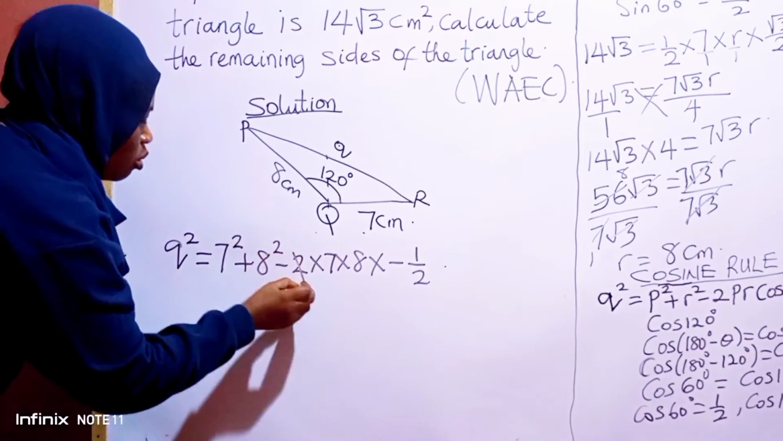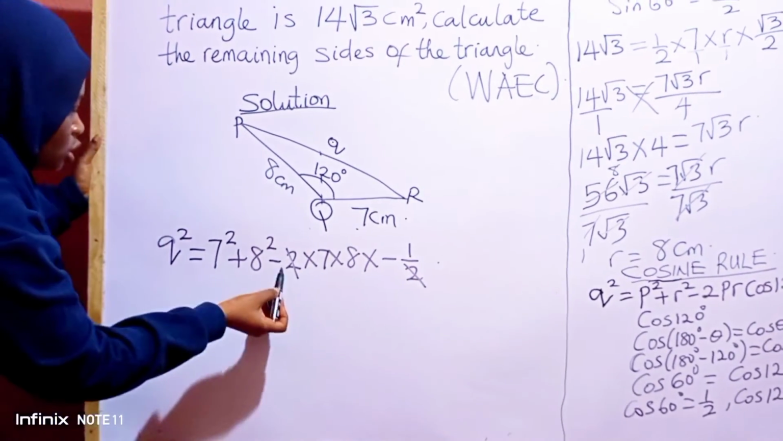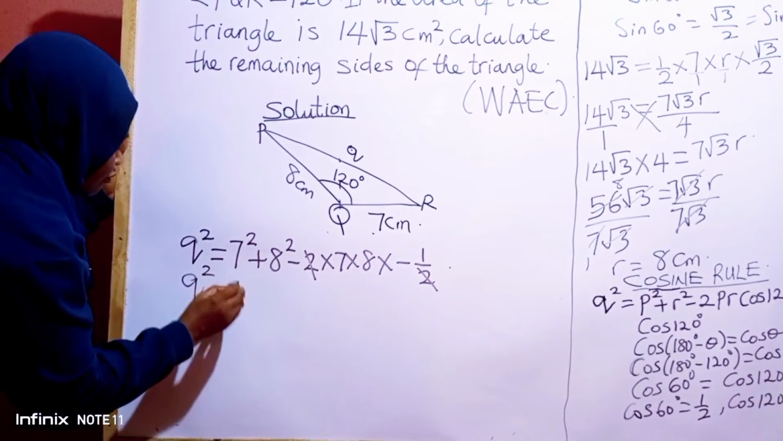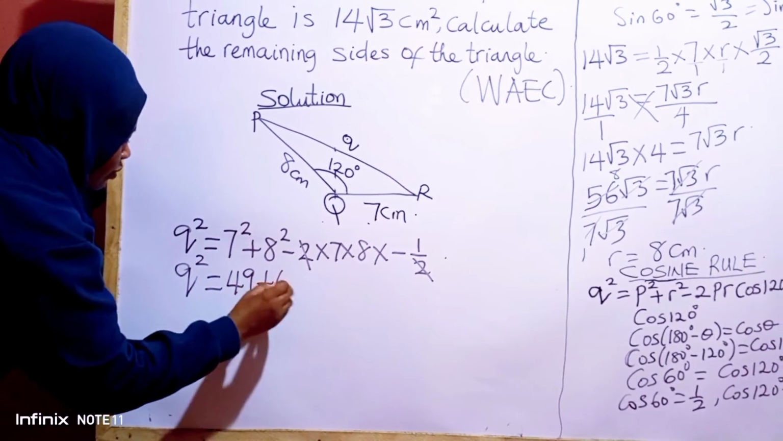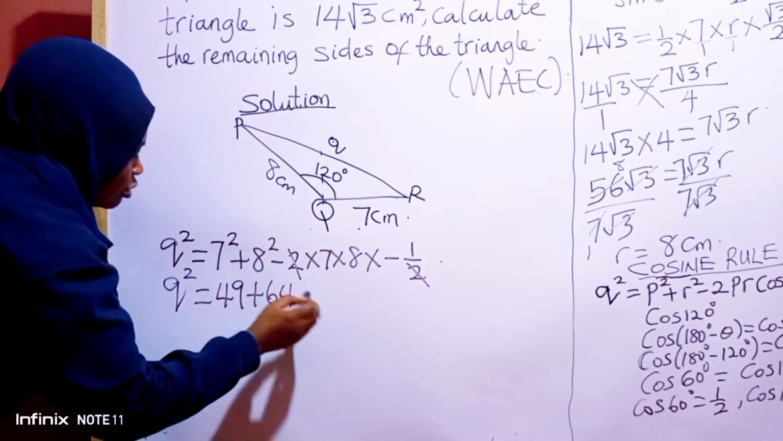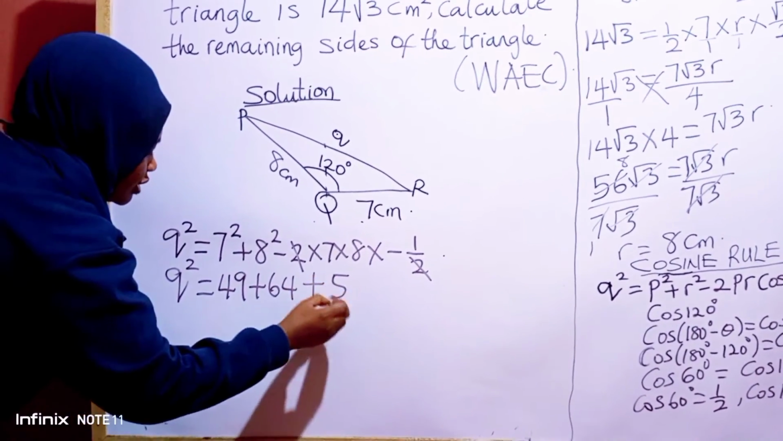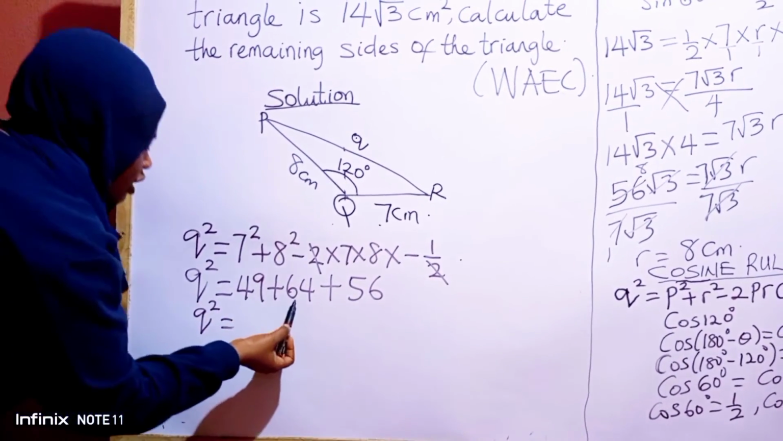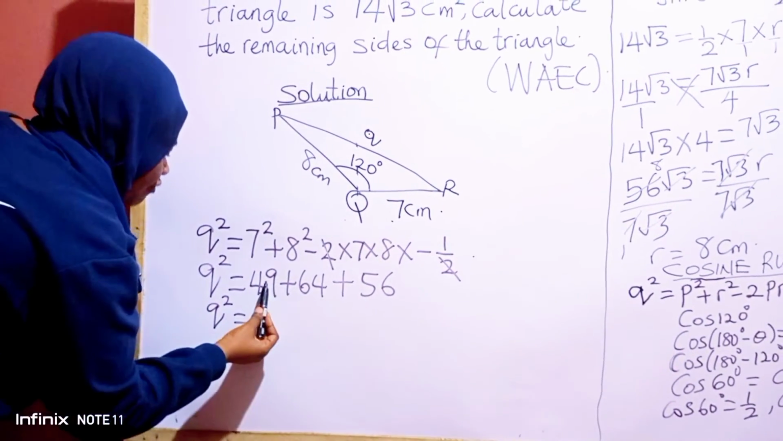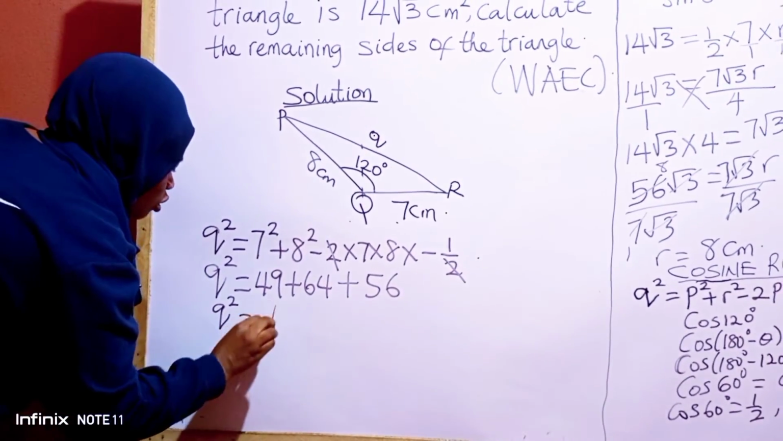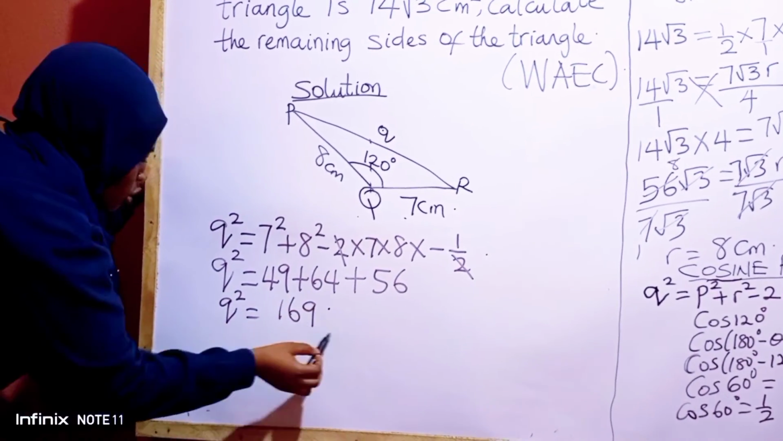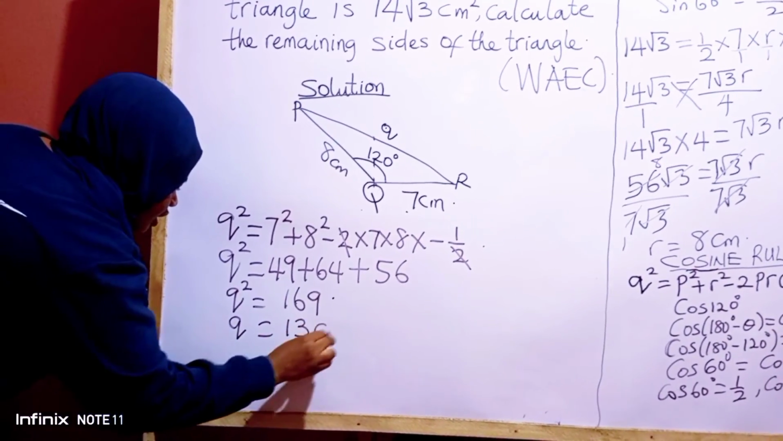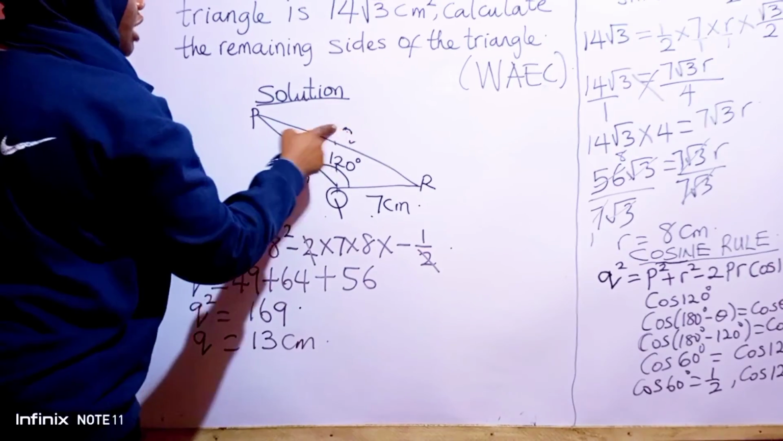So this 2 will cancel through here. Minus multiplied by minus gives us plus. So q squared is equal to 49 plus 64, then minus times minus is plus, 7 times 8, 56. So q squared is equal to 49 plus 64 plus 56, which is equal to 169. So take the square root of both sides. Q is equal to 13 centimeters. So this side is equal to 13 centimeters.